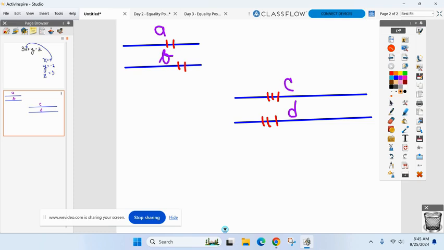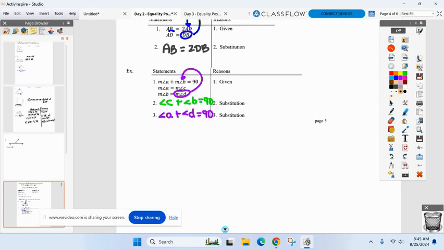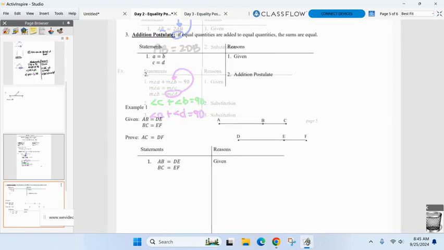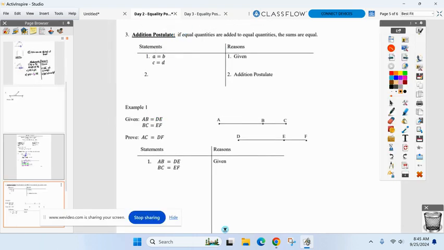What if I put A and D together and B and C together? What would you know about those two new line segments? Also congruent. Does everyone agree with that? Because the originals were congruent, if I put them together, what we're going to start calling addition, the results are equal to each other. And that is what this final property is, called addition property.